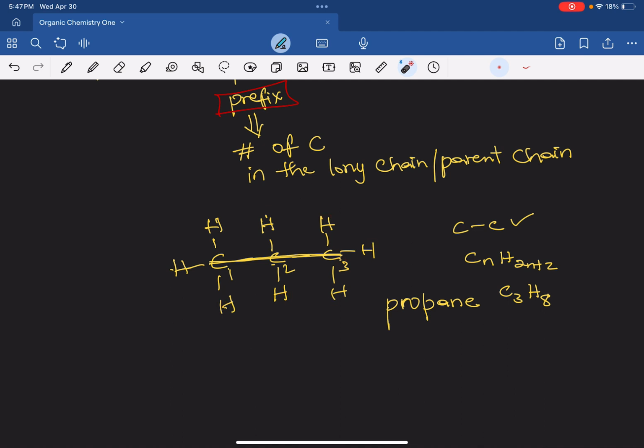So if you didn't recognize that this is an alkane, these are the 2 ways you can realize that it's an alkane. You only have carbon-carbon single bonds. And in addition to that, you only have carbons and hydrogens.